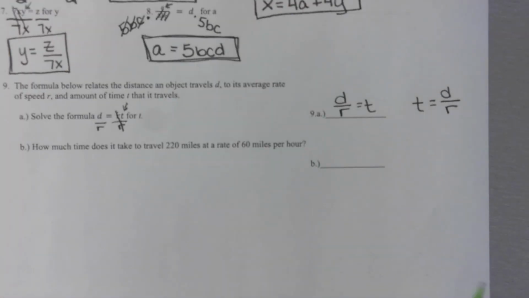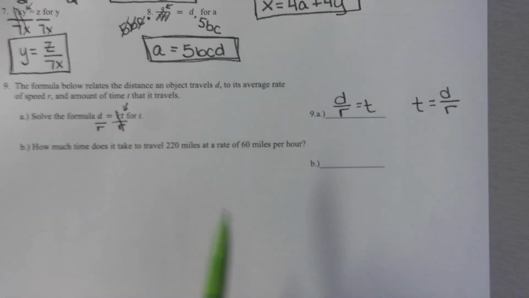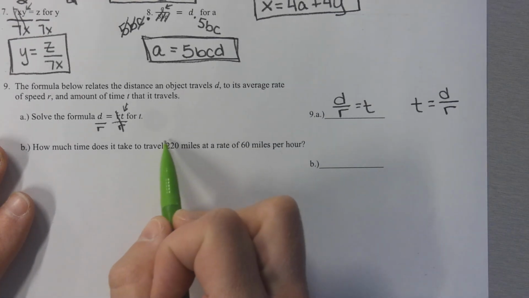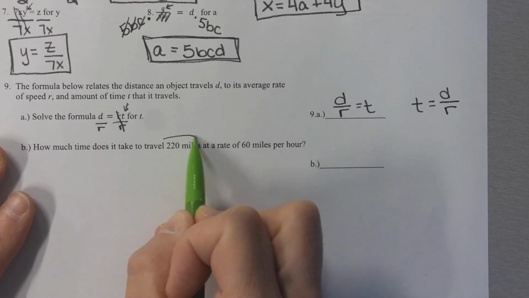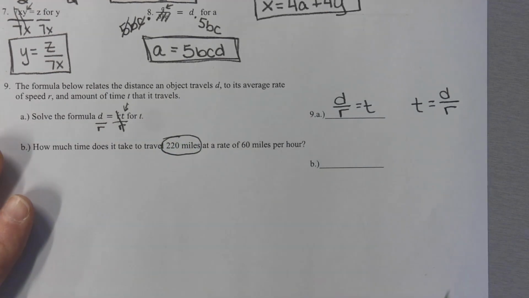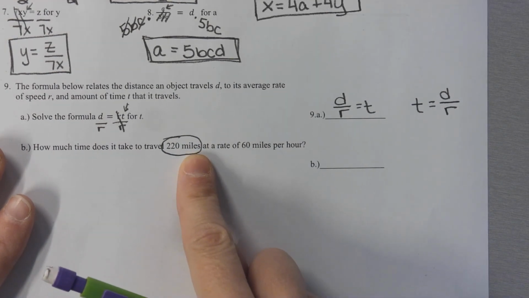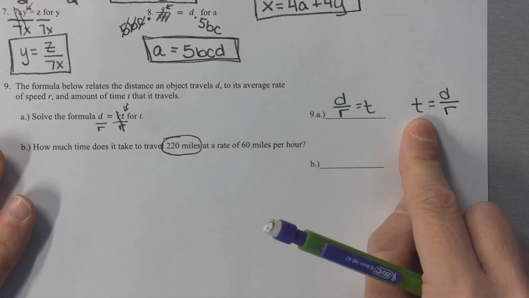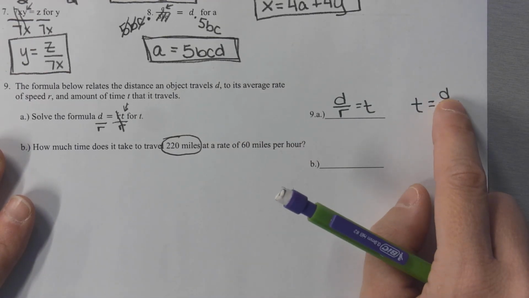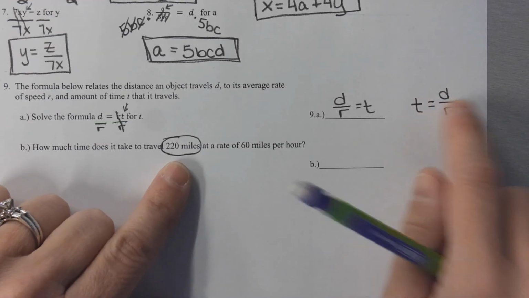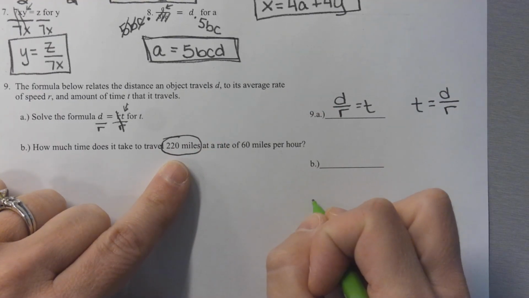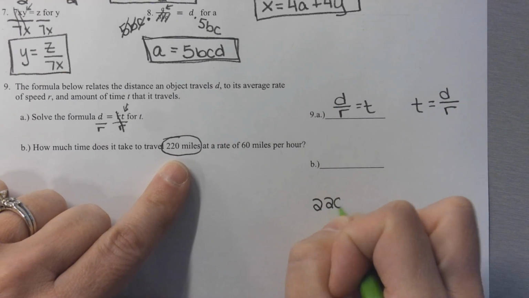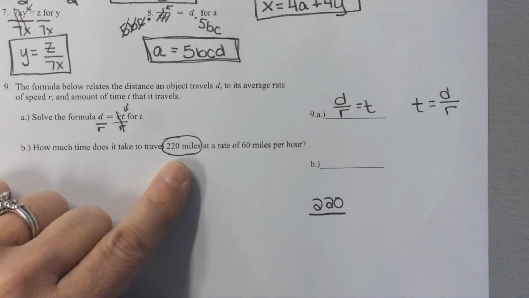220 over 60. Okay, hold on. Let's process it together. We've got 220 miles that we're traveling total. So let's look and see where we can plug that in. Is 220 the time? No. Is it the distance? Yes. So do you see how 220 is the distance? So I'm going to plug that in where the letter D was.